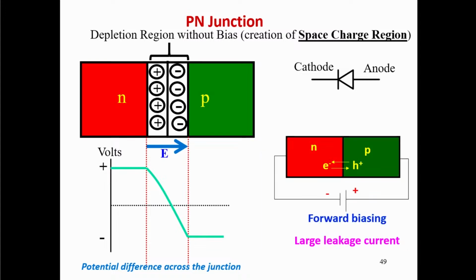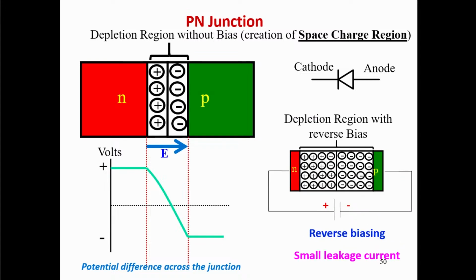So let us imagine that now I connect a battery in forward biasing. I connect the negative terminal of the battery to the N type and the positive terminal to the P side. This is called forward biasing. What it will do is, the electrons will flow this side, the holes will flow this side, and due to this the depletion depth will again reduce. Forward biasing will have a large leakage current, because current is always flowing. It will actually reduce this potential difference further.